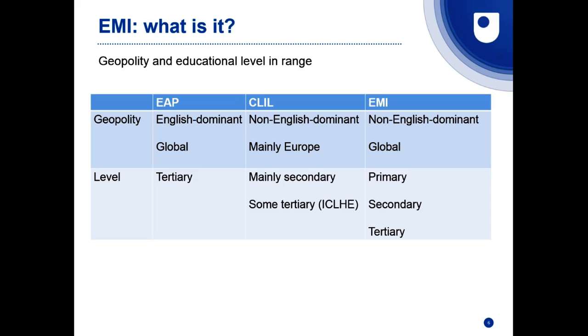EAP, of course, it's in the nature of the name, academic, that it's only concerned with tertiary level, whereas CLIL has mainly been concerned with the secondary level, but increasingly also some tertiary focus, especially recently. Sometimes the acronym is changed to specify this, and it's called ICLHE as one option, which stands for Integrating Content and Language in Higher Education.